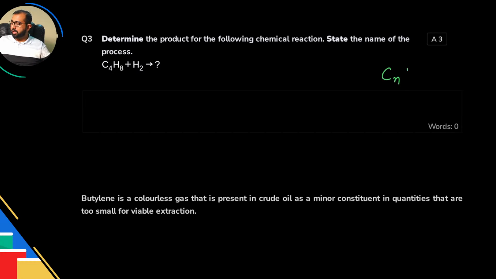All alkenes have the number of carbon as n, then they have double the hydrogen, which means CnH2n. And this one is C4H8. So most likely this is alkene. It could also be cycloalkane, but they won't react with hydrogen. This one will. So C4H8 plus hydrogen makes, this is clearly an addition reaction, so C4H10. So I have determined the product.